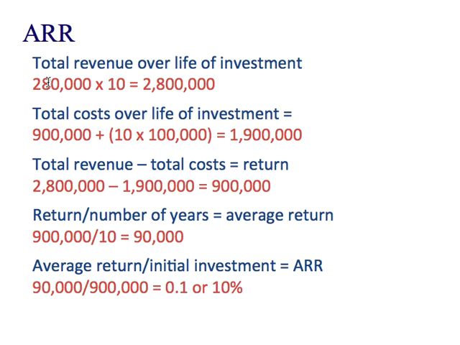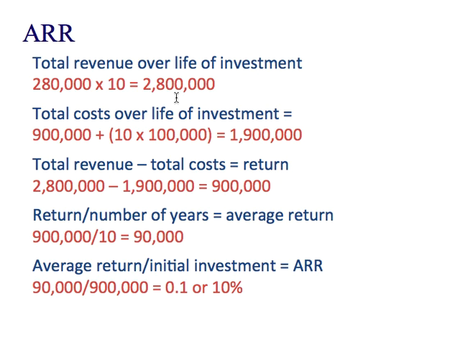We know that it's going to bring in $280,000 a year. We know it's 10 years, so we've got $2,800,000. Then we work out the total costs over the life of the investment. So this is the initial investment, $900,000 plus $100,000 times 10, because we know we've got 10 years, and that's the cost of running it each year. So if we add those together, we get $1,900,000.